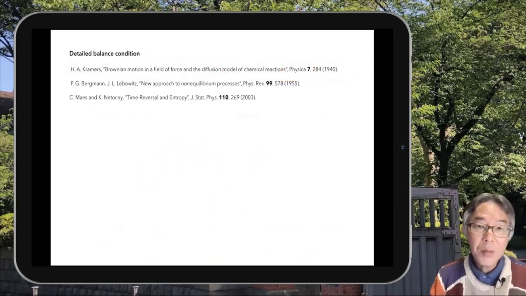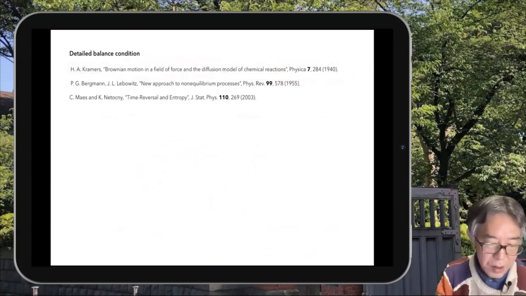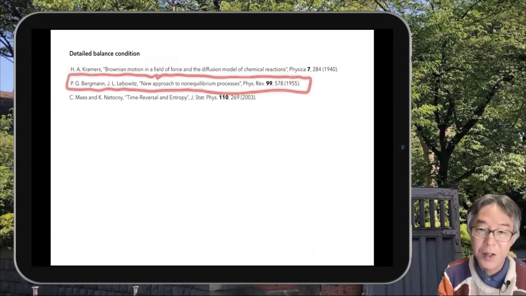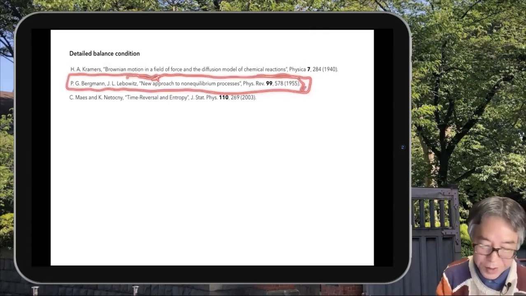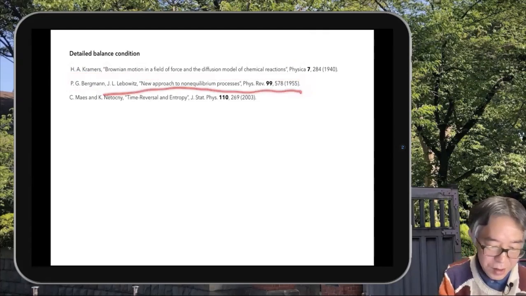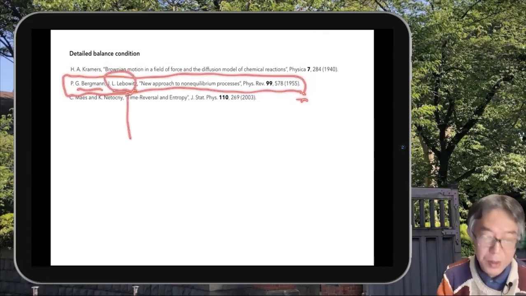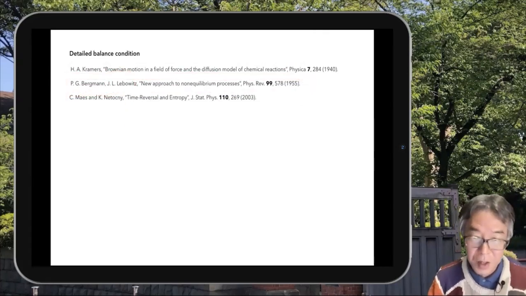The detailed balance condition itself, I think, was first introduced by this 1955 paper. I was not born. I'm an old person, but I was not born. And this was introduced by this old paper by Bergmann and Lebowitz. And this is nobody else but Joel Lebowitz. He's more than 90, but I think he's still active.